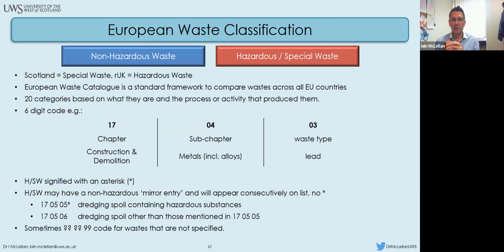So here is an example. You're in the construction and demolition industry. You've knocked down a building, you've found a piece of metal, and you've been able to classify that as lead. So chapter 17 is all about construction and demolition waste. Section 4 is on metals. And then within that section, there'll be a list of the different types of metal. So lead is number 3.